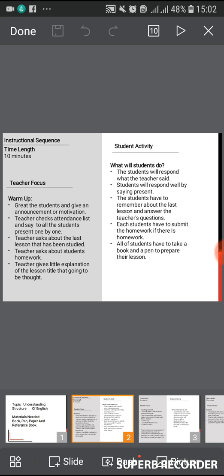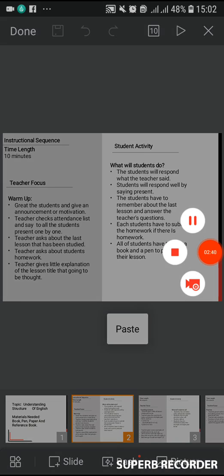Warm up. For the first, greet students and give an announcement or motivation. Student activity: the students will respond to what the teacher said. For the second, the teacher takes the attendance list and calls all students present one by one. Students will respond by saying present. For example, the teacher asks Dewi, and Dewi will say present.